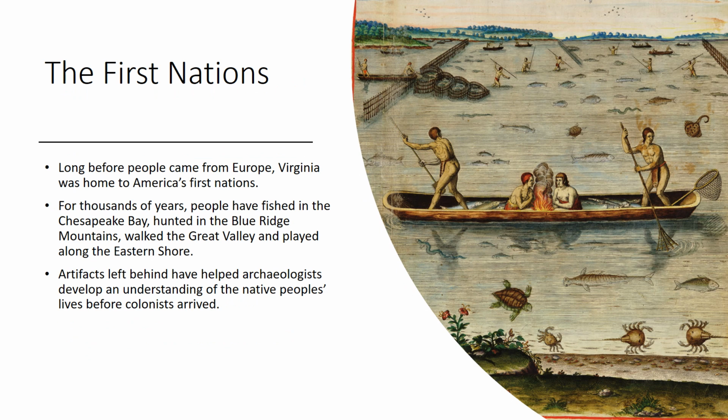Let's dive into the First Nations. Long before people came from Europe, Virginia was home to America's First Nations. For thousands of years, people have fished in the Chesapeake Bay, hunted in the Blue Ridge Mountains, walked the Great Valley, and played along the eastern shore. Artifacts left behind have helped archaeologists develop an understanding of the native people's lives before colonists arrived.